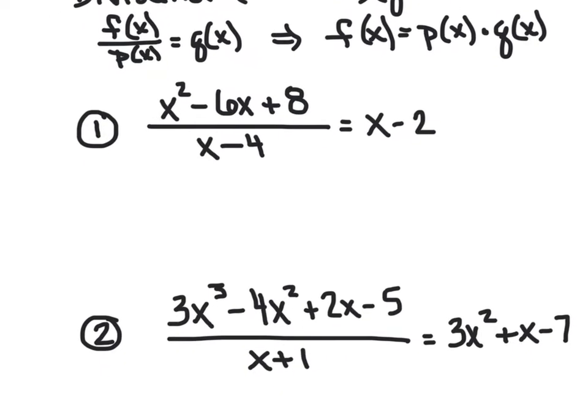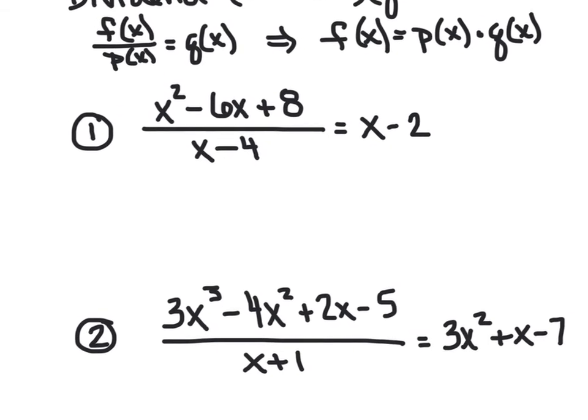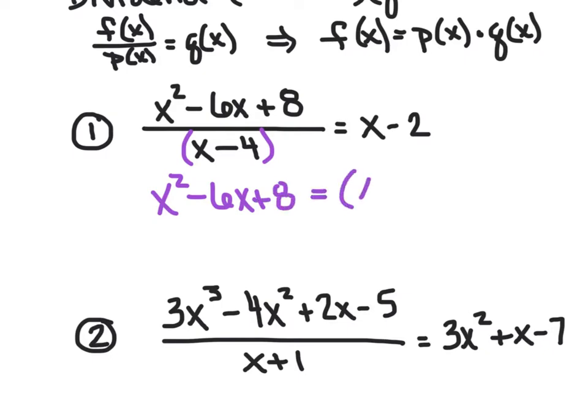So for instance, here's our first example. I'll set it up like that. What I'm going to do is multiply the x minus 4 over to the right side, and we could say that x squared minus 6x plus 8 is equal to the product of x minus 4 times x minus 2. This would be considered my divisor, this is considered my quotient, and of course this is my dividend. So you notice the dividend equals the product of the divisor and the quotient.